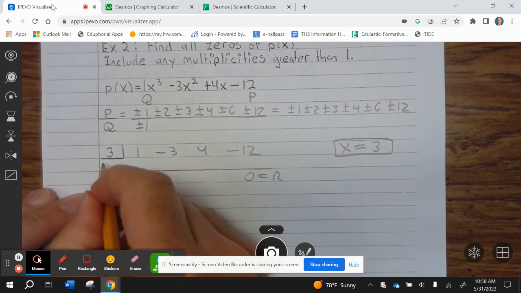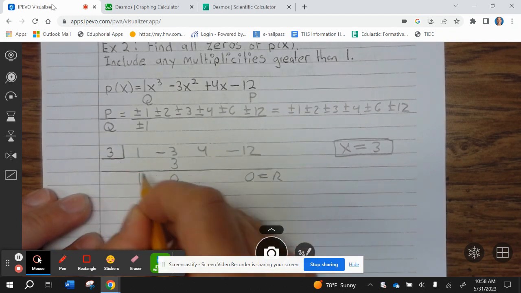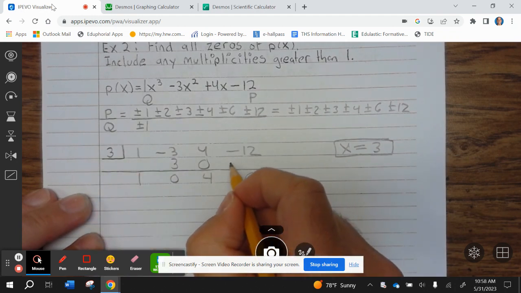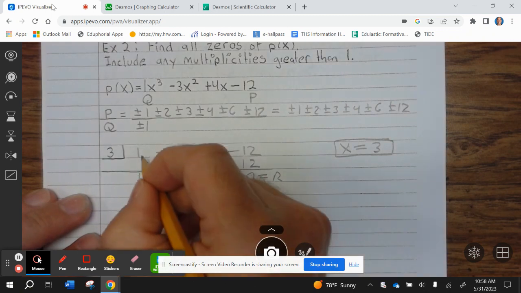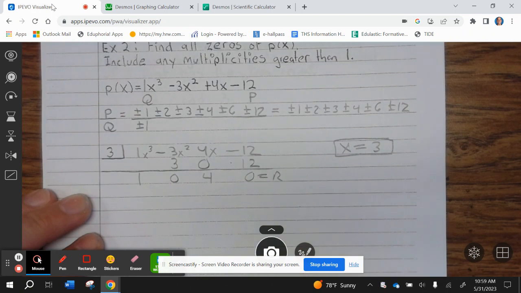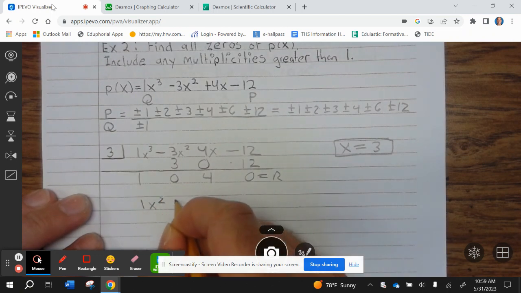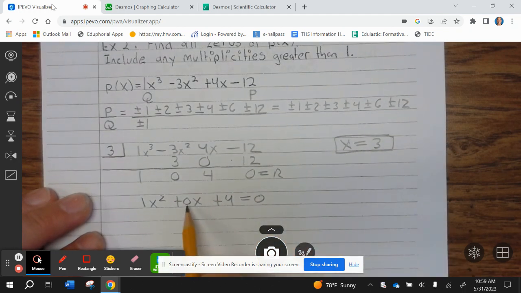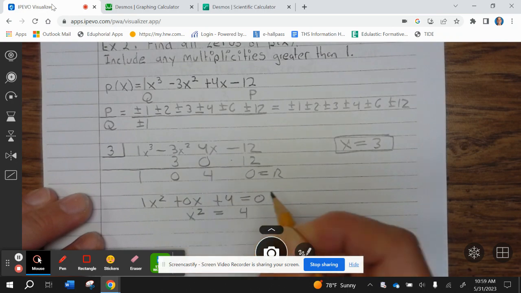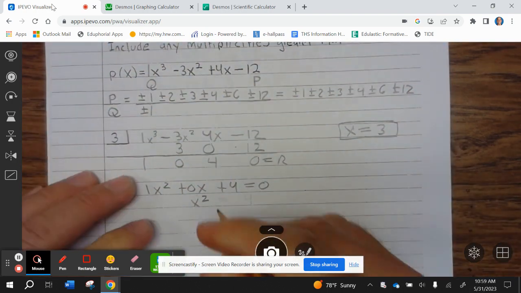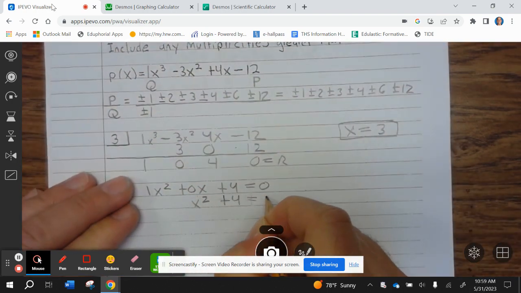Okay, so bring down the 1. 3 times 1 is 3. That becomes 0. 3 times 0 is 0. 0 plus 4 is 4. 3 times 4 is 12. And there's 0. Now, remember, this was x cubed, x squared, x. So this becomes 1x squared plus 0x plus 4 equal to 0. We can ignore the 0x. Oh, I'm sorry. x squared plus 4 equal to 0.